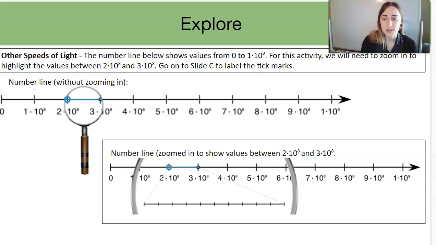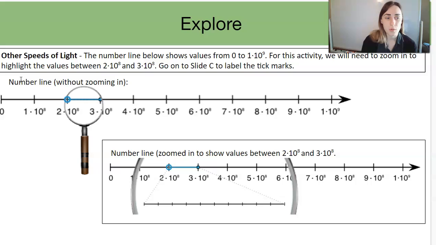So our Explore section tells us the number line below shows values from 0 to 1 times 10 to the 9th power. For this activity, we will need to zoom in to highlight the values between 2 times 10 to the 8th power and 3 times 10 to the 8th power. Go on to slide C to label the tick marks.